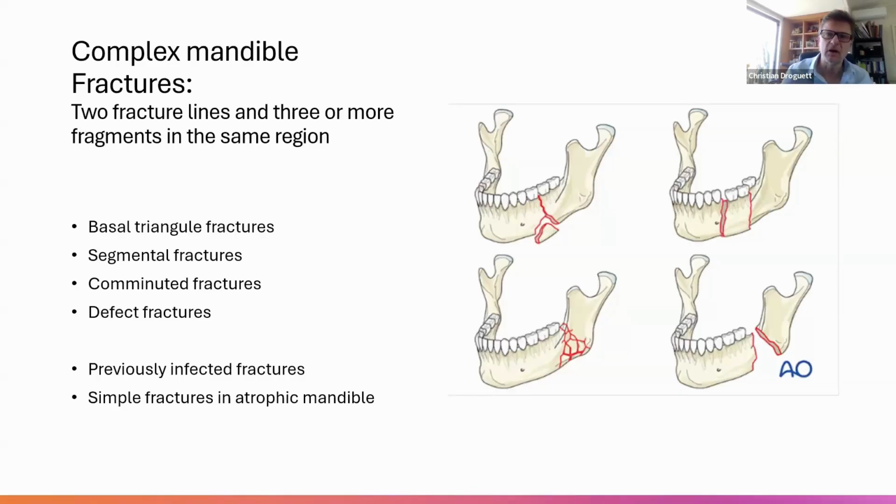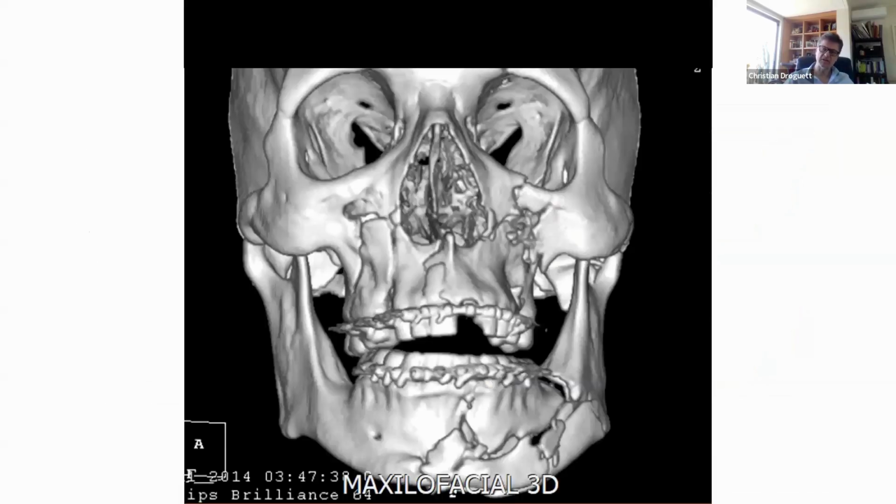About the definition of complex mandible fractures, we can say that it corresponds to those fractures that have 2 fracture lines and 3 or more fragments in the same region. So we have basal triangle fractures, segmental fractures, comminuted fractures and defect fractures. Also, previously affected fractures and simple fractures in atrophic mandible are considered complex ones. So these are the kind of patients that we regularly consider as complex fractures.